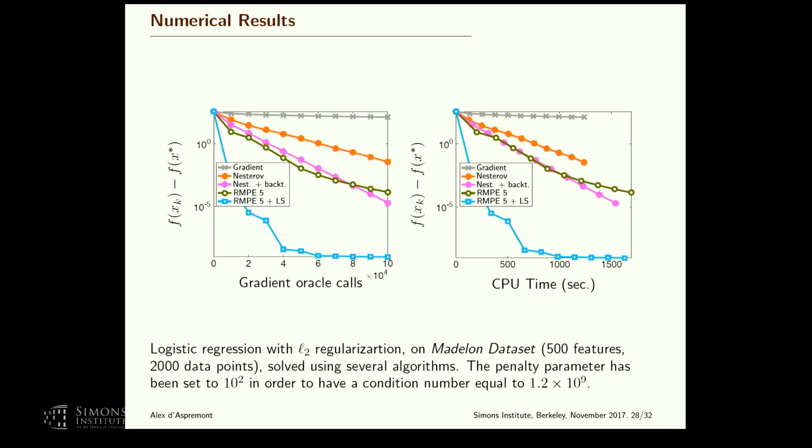Right, so a few numerical results to conclude. This is what happens when you run this on logistic regression with L2 regularization on the Madelon dataset, something fairly standard. In gray here is fixed step gradient descent. Orange is Nesterov's method, the plain vanilla one. Purple is Nesterov with backtracking. This is acceleration using the last 5 iterates. And this is the same thing, but with one last line search in the direction given by your estimate of the solution. And this is what you get.